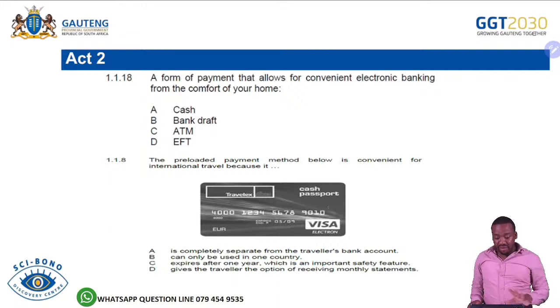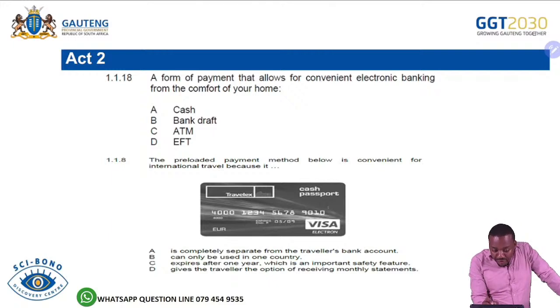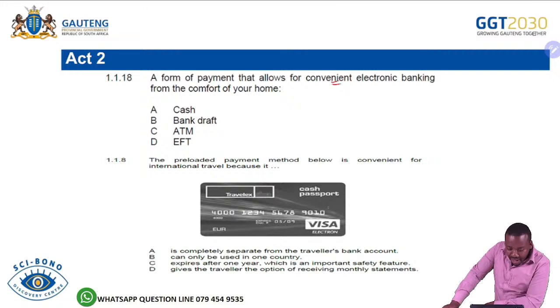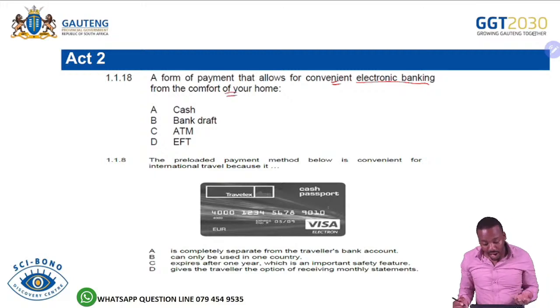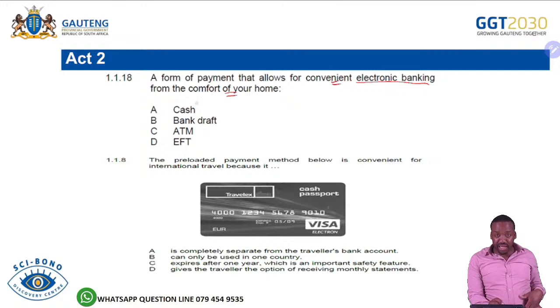Then now here they've given us a short description. A form of payment that allows for convenient, electronic banking from the comfort of your home. Remember I said when you are busy interpreting each and every payment method, you need to check its convenience, you need to check its advantage, right?